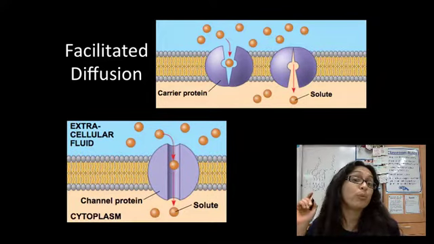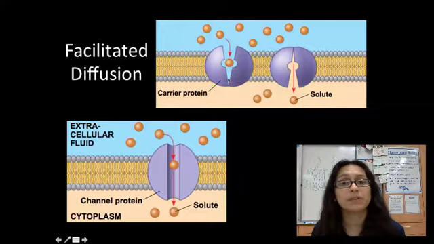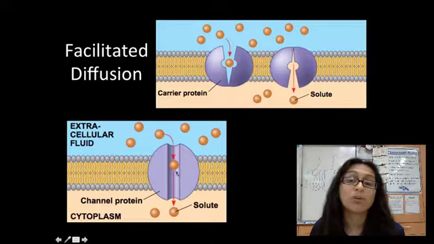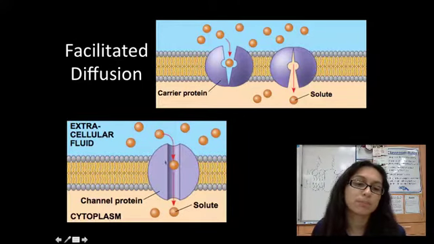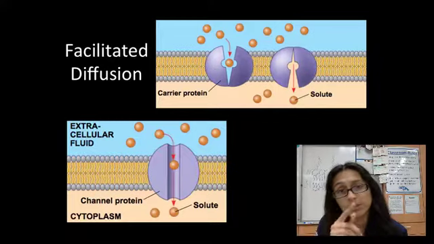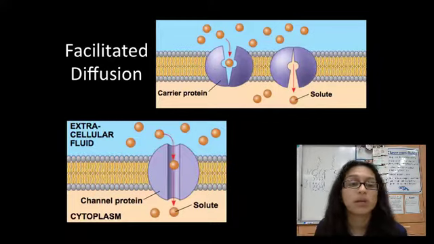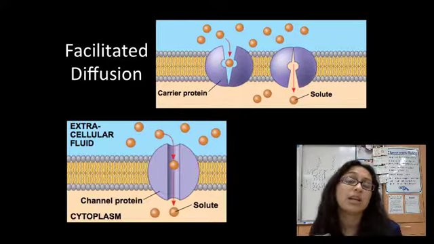Now, with these channel proteins and these carrier proteins, they're very specific. So aquaporin is a protein that allows water to go across. You can't use that for salt to go across. So these protein channels are very specific as to what they're going to let through. And usually one type of channel is going to let one certain thing through, or more than one thing, but it's still very specific. It's not going to let everything through. It's going to let very specific things in and out of the cell.